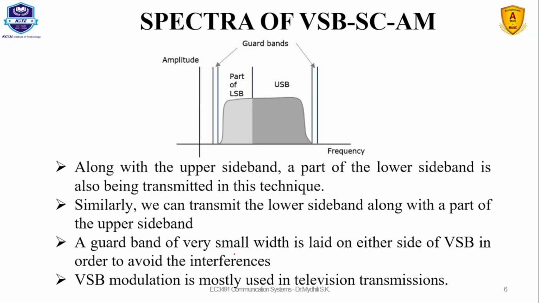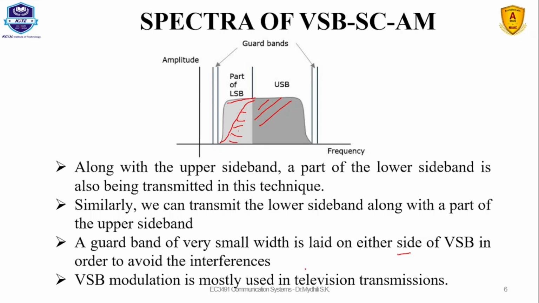Now coming to the spectrum part, it will be easier to understand with the spectra of the vestigial sideband AM. This is what the spectrum looks like. If I take this dark color as the upper sideband, then only a part of the lower sideband is transmitted. Not the full lower sideband, only a part of it is kept. So it is called a vestigial sideband.